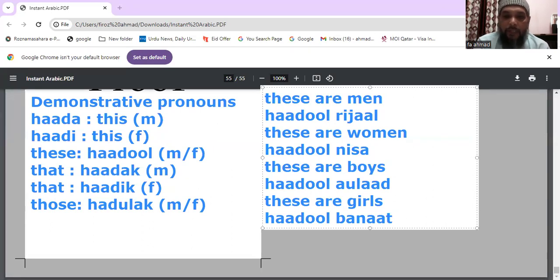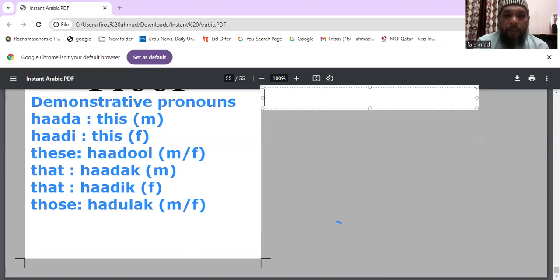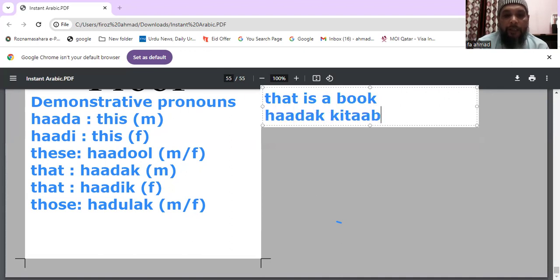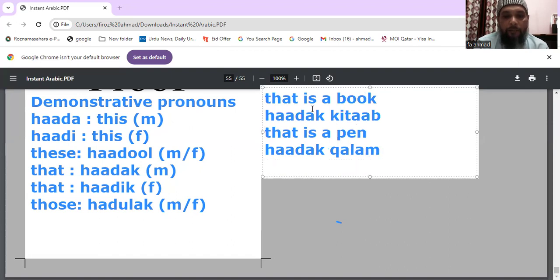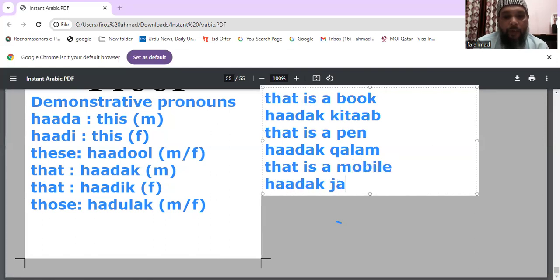Now use hadak. Hadak is masculine. So you can repeat vocabularies the same for hadak. That is a book. To say it, hadak kitab. That is a pen. Hadak kalam. That is a mobile. Hadak jawal. So yes, you can repeat the same words with hadak.